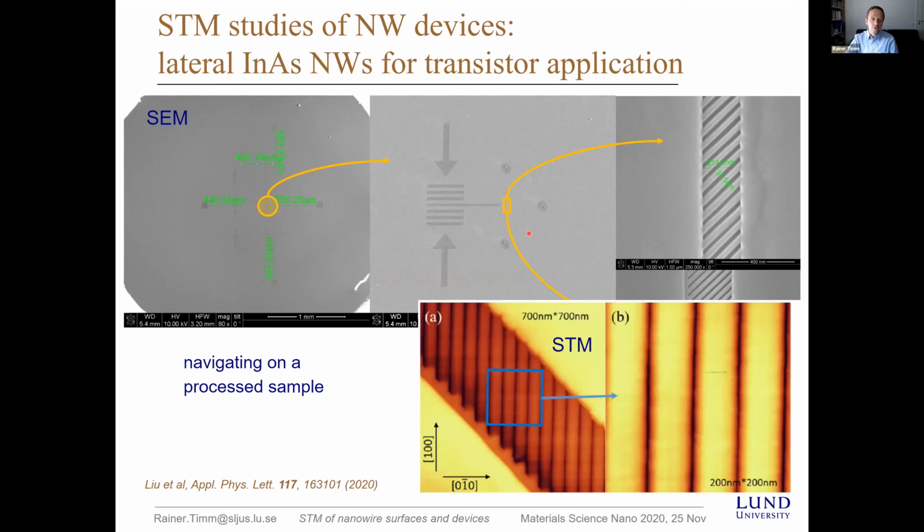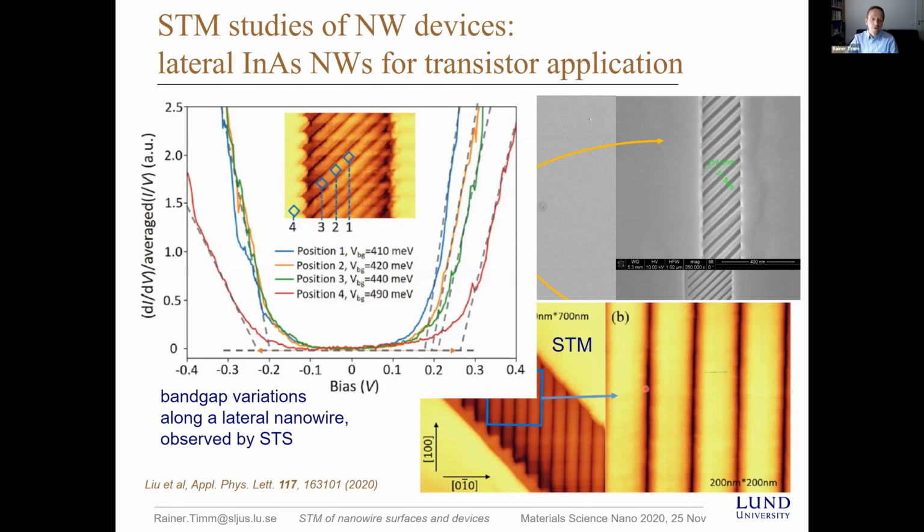Move along all the markers, try to find these structures, and yes, we got there. We can image them. So these nanowires here, which are grown laterally on the sample between two contacts, we can zoom in on the surface of such a single nanowire, which is about 60 nanometers wide here. And then again, we can take a spectra.